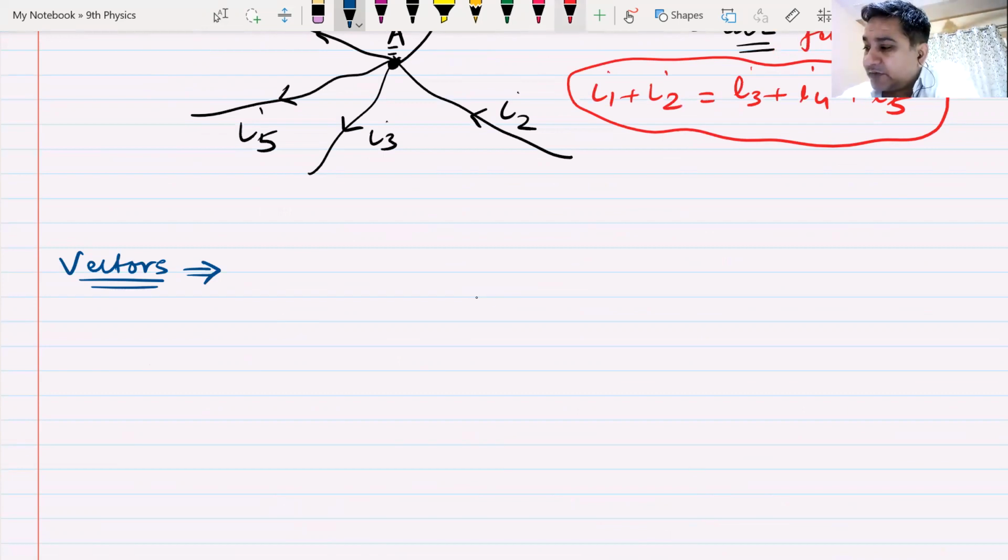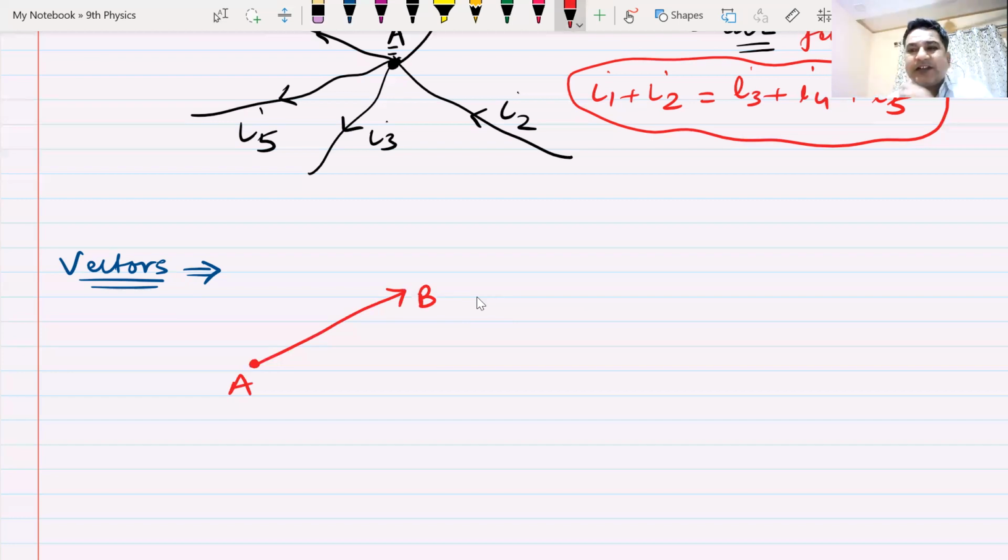So let me draw something which has a magnitude and a direction. Let us say this is A, B. So basically, if you look at AB from a math perspective, you will say AB is a ray. Yes or no? Yes, it is a ray. It starts from point A and it goes to point B.